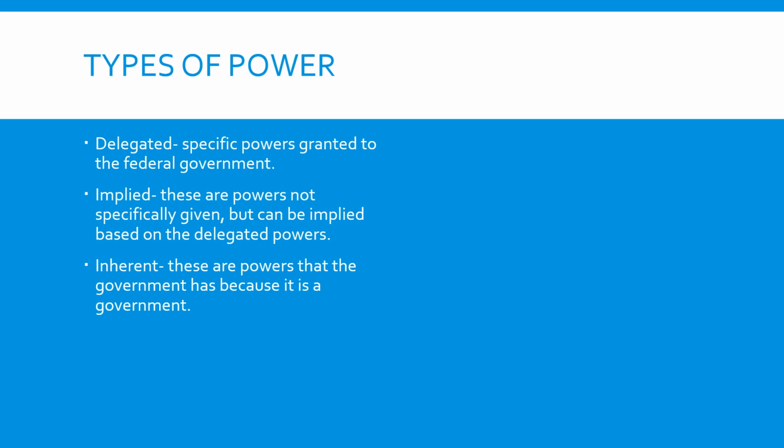Every government has those. So delegated, implied, and inherent powers are the three types of power that we see from our federal government. The most controversial of these, by the way, is the implied powers. Those are the ones that we have debate about. Does the federal government really have that power or not? And sometimes the courts have to intervene to decide that.